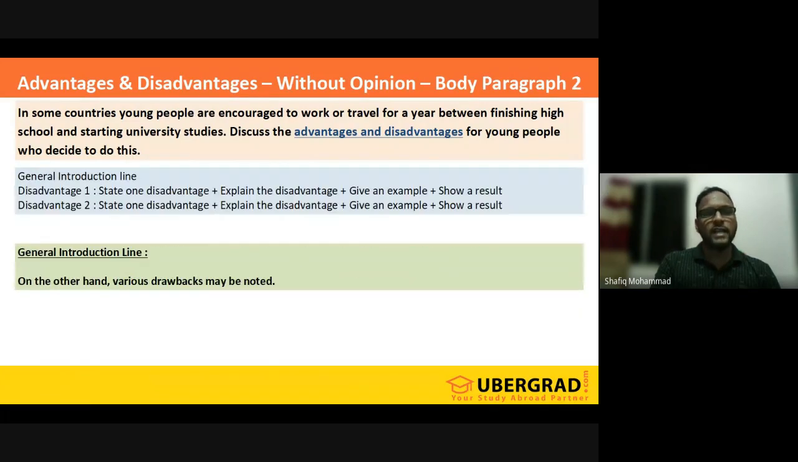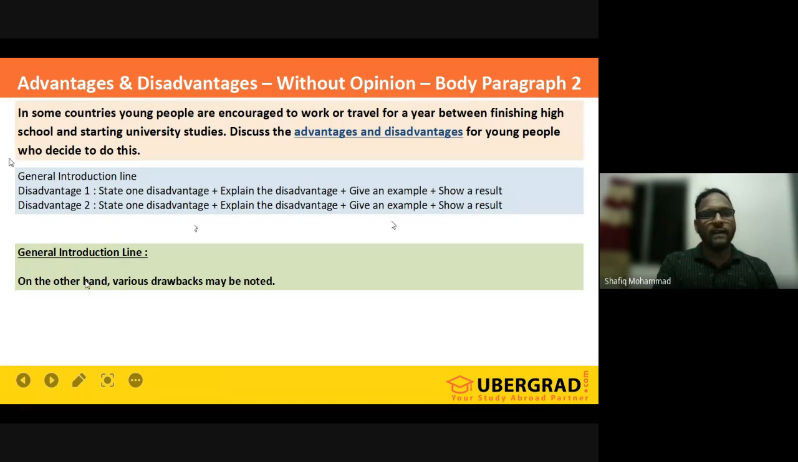Now, it is the second body paragraph. Now you're going to discuss disadvantages. So here also, state one disadvantage, explain the disadvantage, give an example, and show the result. That's it. Then again, state another disadvantage, explain, give an example, and show the result. This is what you're going to do in the second body paragraph also.